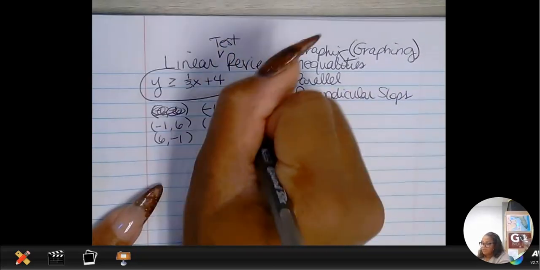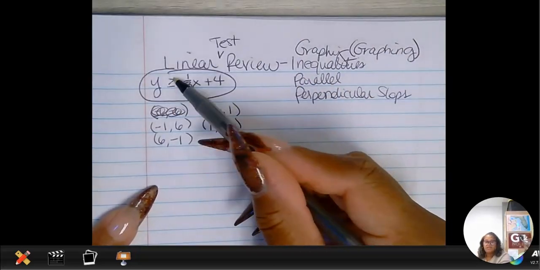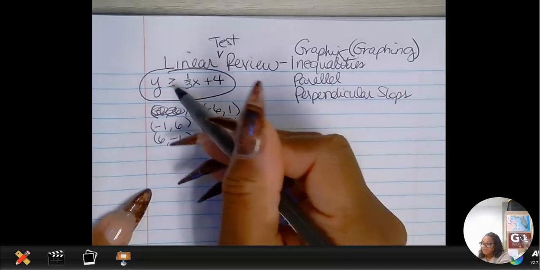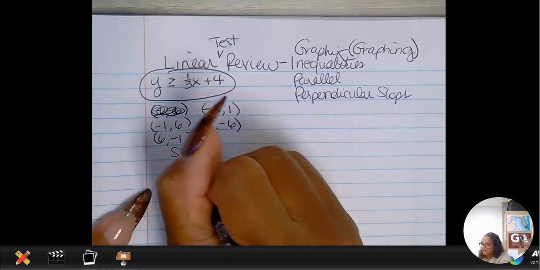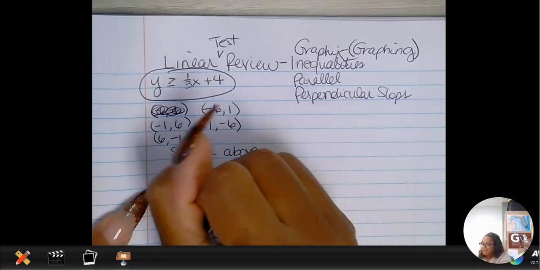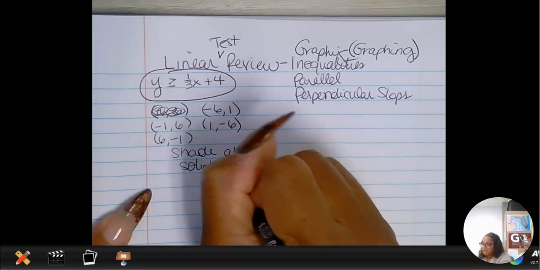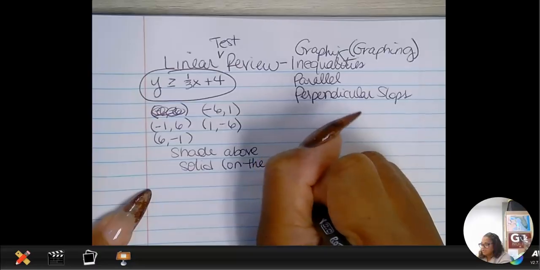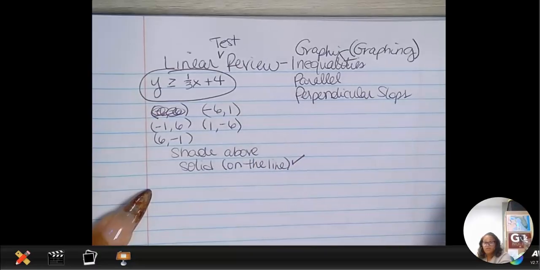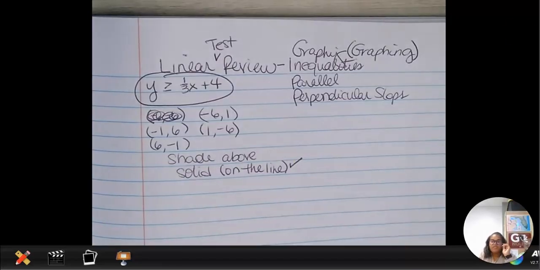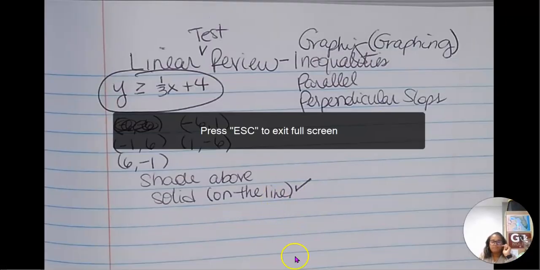So this particular inequality that says y is greater than or equal to 1/3 x plus 4, according to this symbol right here, it's shaded above and it's a solid line. That means anything on the line is considered a solution. So I can have a point on the line and it'll work. Whenever I have these kind of questions, I suggest that you go to Desmos.